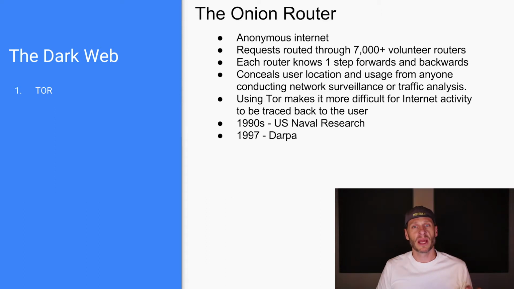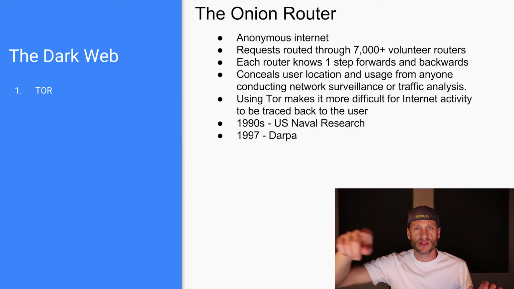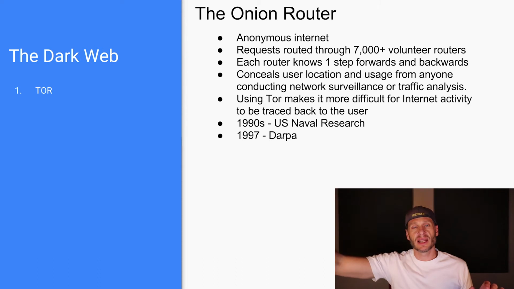But the dark web is based upon the Onion router. It's based upon Tor. Tor stands for T-O-R, the Onion router, and it's an anonymous internet. So requests are routed through 7,000 plus volunteer routers, and each router knows one step forward and one step backwards, right? Your request gets routed from router to router to router, and each router only knows the one before it. And so ultimately, when the request gets to the destination, it doesn't know where it came from. It only knows the previous one, right?